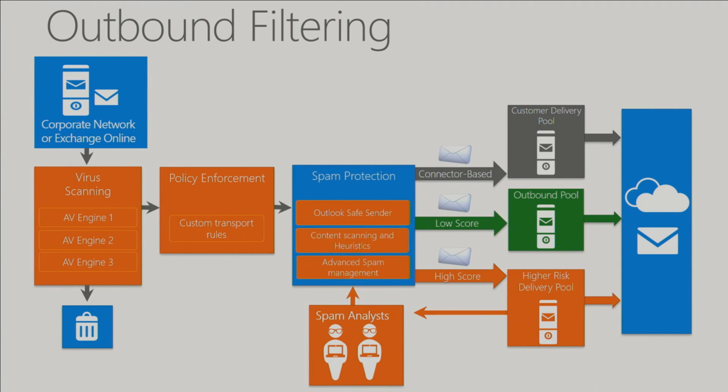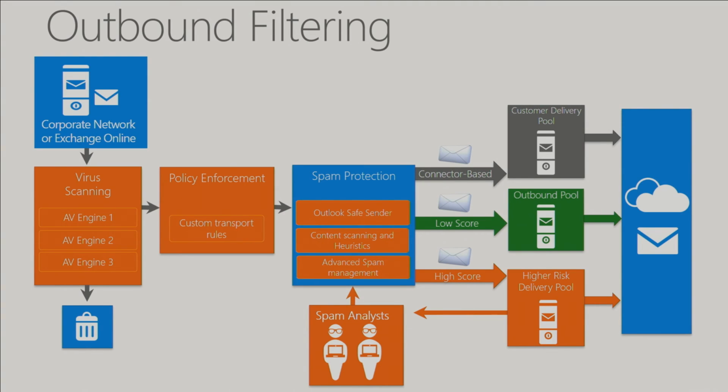For outbound mail filtering, we still do anti-malware filtering as the messages egress the system. There is the ability to do policy, or transport rules, on your own outbound messages as well. When we evaluate the messages, we still do spam scoring. If we determine that the mail is good, then we'll send it out through our regular outbound pool of IPs.